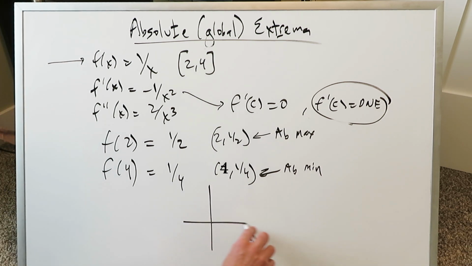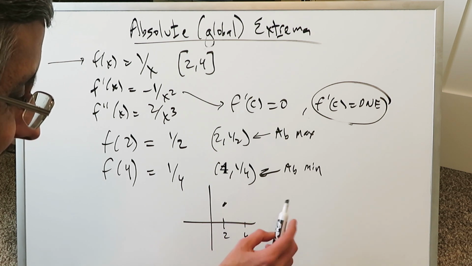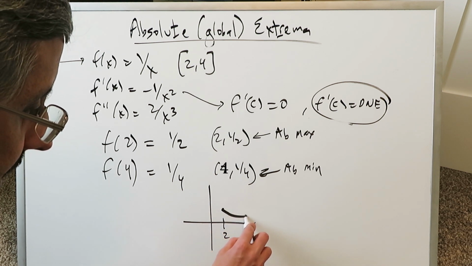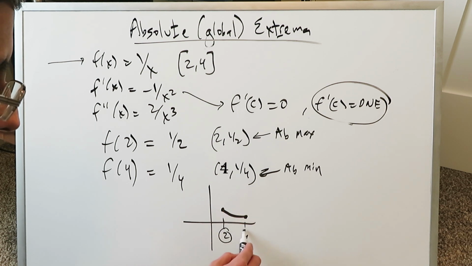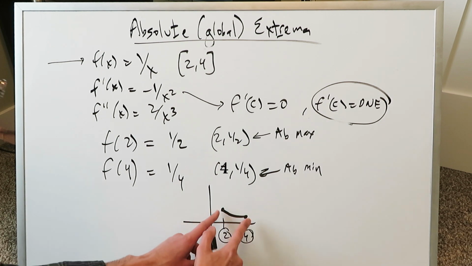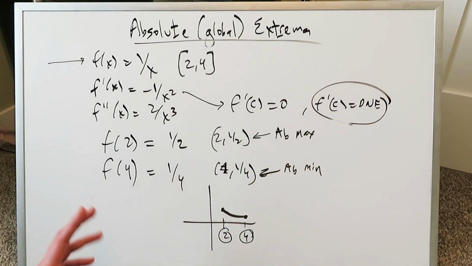If you were to graph it out, 1 over x, here's 2 and here's 4, you're looking at a curve which would look something like this. My value here, the start of the interval, leads to an absolute maximum, the end of the interval leads to an absolute minimum, and in between there are no local or relative extreme values. You only have 2 endpoint values, and they're either absolute maximum or absolute minimum, and nothing else in between.